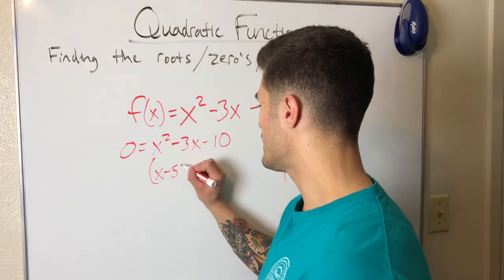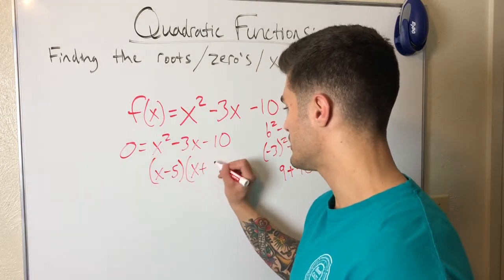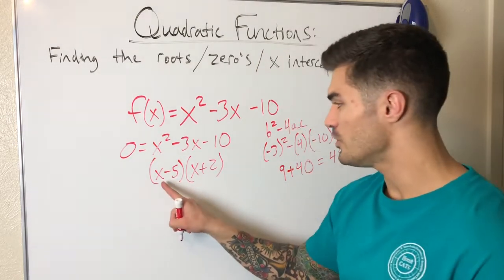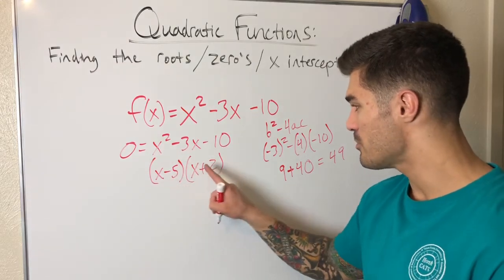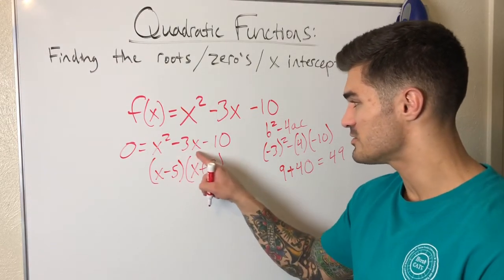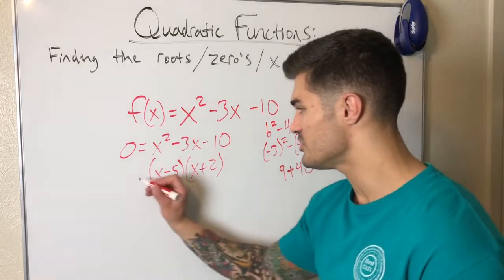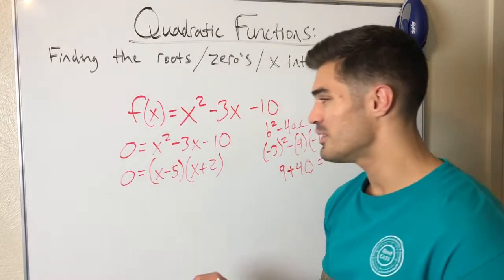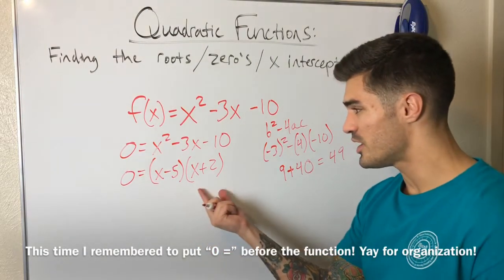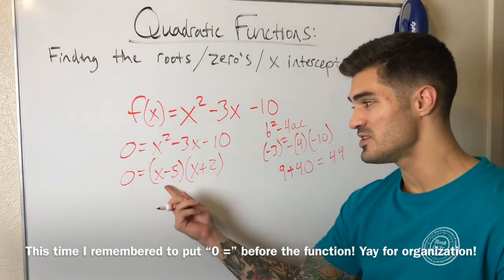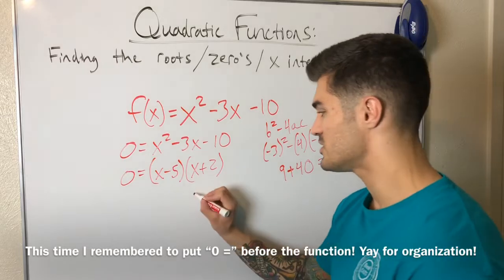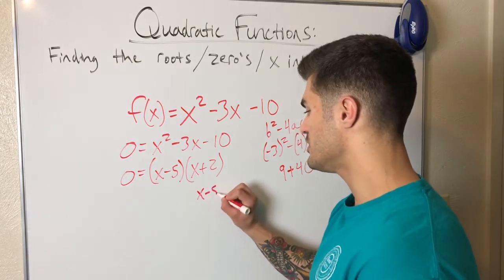X minus 5, and we can check this answer. X plus 2, let's check it. If I FOIL it back out, I get x squared plus 2x minus 5x. That gives me that middle term, and that gives me the negative 10. Yeah, we're good to go. This is still equal to 0. So what do I have? 2 things being multiplied equal to 0. So that means either this is 0 or this is 0. So I basically just set both of them individually equal to 0.